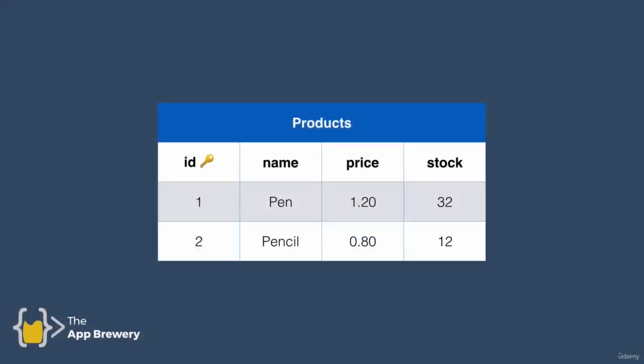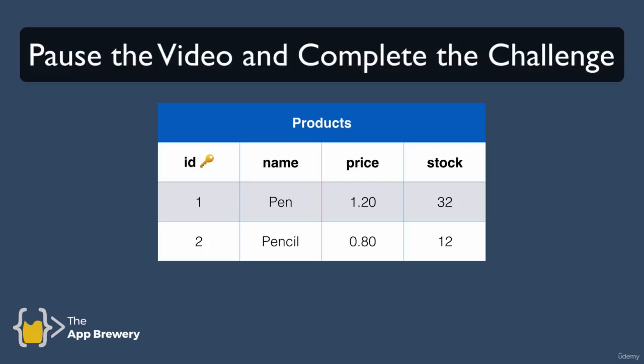So now it's your turn to create a new document using the Mongo shell, and you're going to create the second product in our products collection, which is the pencil product. Pause the video now, and in your Mongo shell, create the second product.